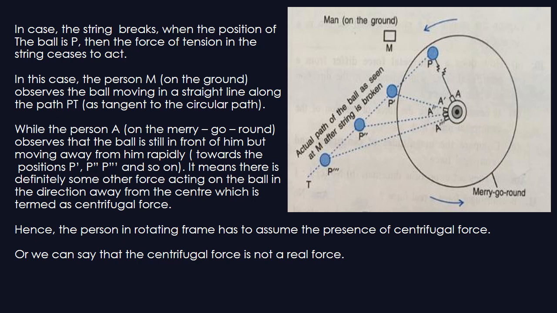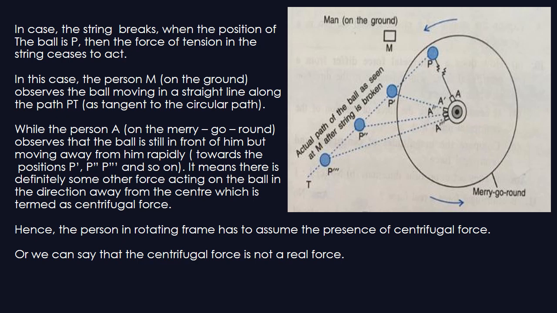While the person A, who is standing on the merry-go-round, observes that the ball is still in front of him but moving away from him rapidly towards the positions P dash, P double dash, and P triple dash, and so on. For example, see on the diagram, when the ball is at position P, the person is at A. That means the ball is in front of him. When the ball reaches position P dash, the person is at A dash because the person is moving along with the merry-go-round. So again the ball is in front of him.